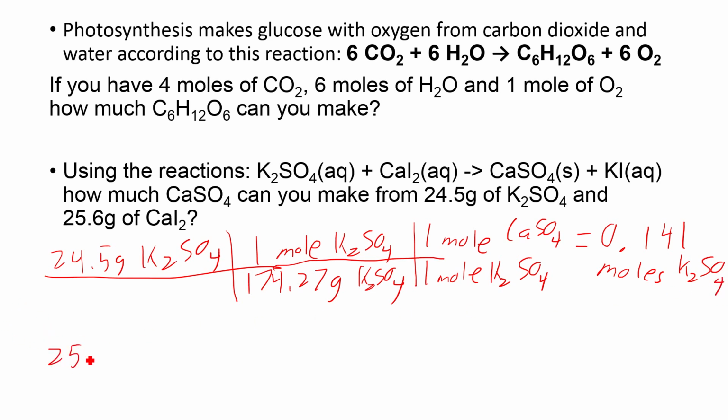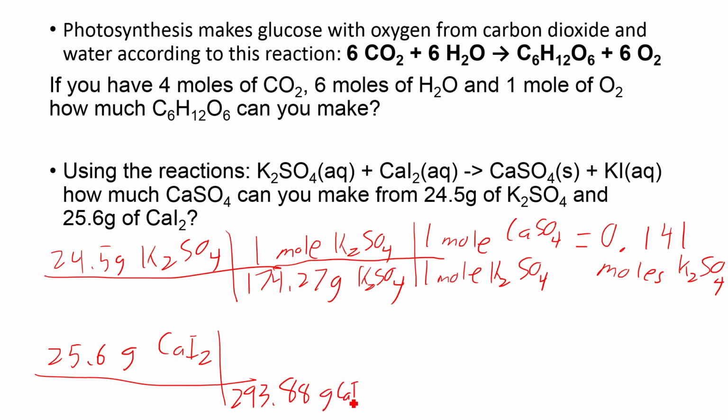If we have 25.6 grams of CaI2, or calcium iodide, now calcium has a mass of 40.08, and iodine has a mass of 126.90. So we'll add those together. Remember to multiply by 2 for the iodine since there's 2 of them. And we're going to get a molar mass of 293.88 grams of calcium iodide per 1 mole of calcium iodide.